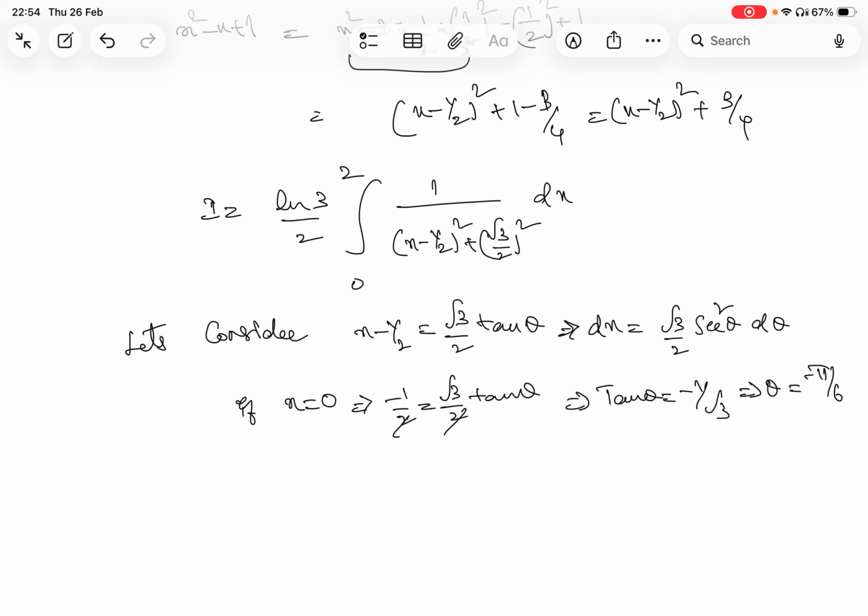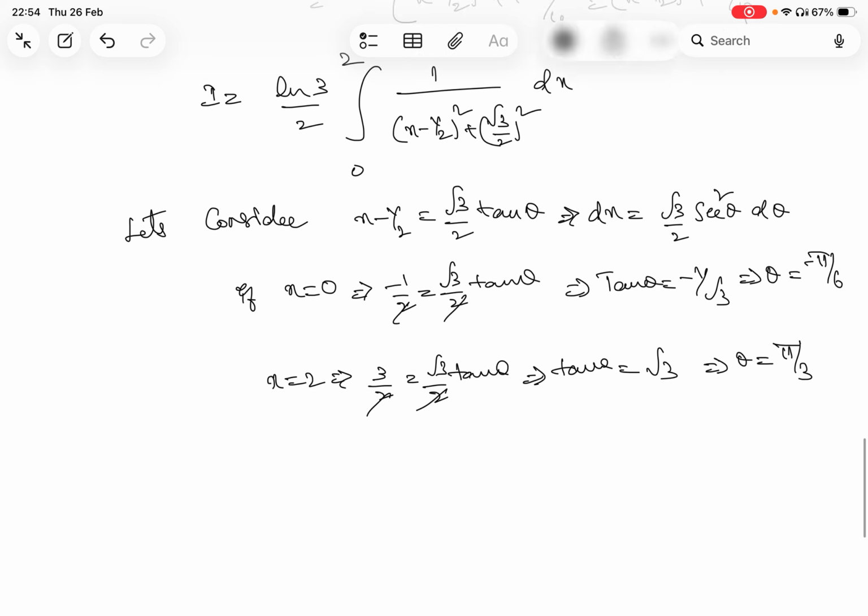Let's calculate for x equal to 2. When x equal to 2, 2 minus half is 3 by 2, right? 3 by 2 equal to root 3 by 2 tan theta. The 2 will get cancelled. Then you are left with tan theta equal to 3 by root 3, which becomes root 3. Then theta becomes pi by 3. Fine.